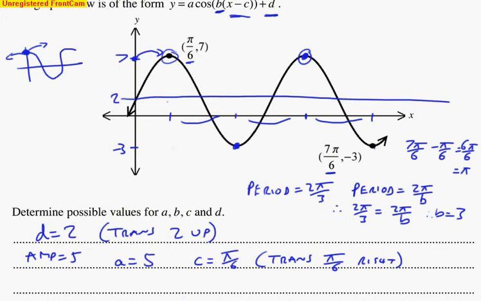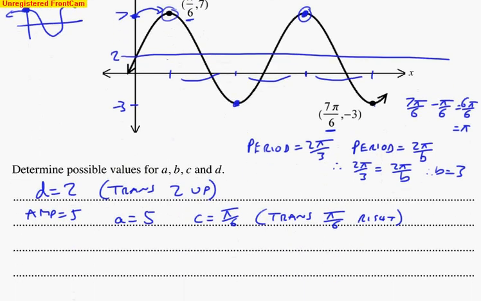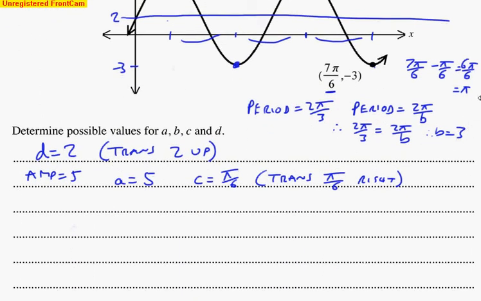Okay, let's make it a little bit easier to read for anyone who's looking at this. The only actual calculations I've had to do have been this stuff about the period and then finding B. Anyway, just list my solutions. A equals 5, B equals 3, C equals pi on 6, and D equals 2.